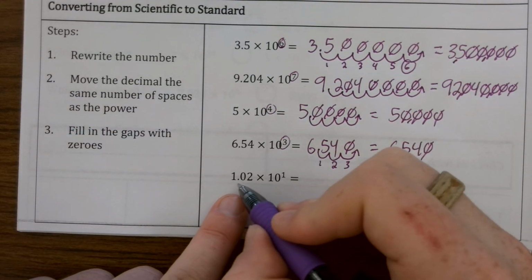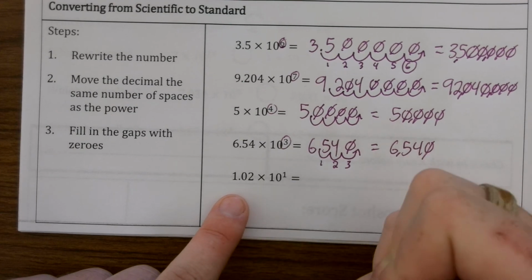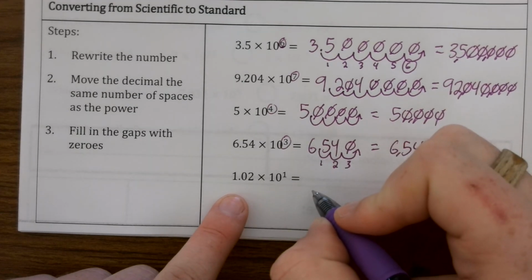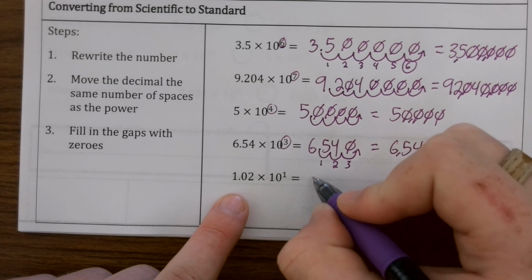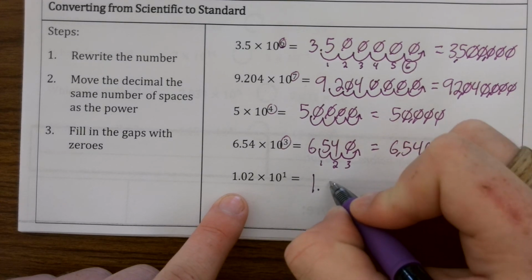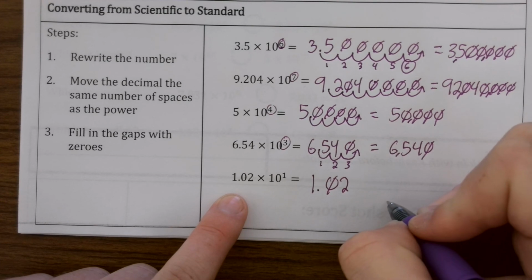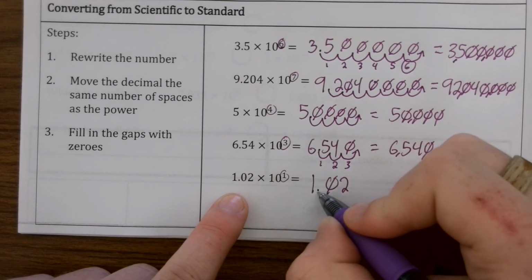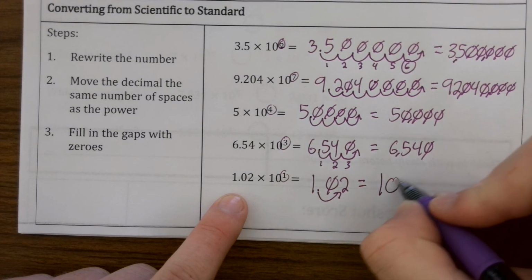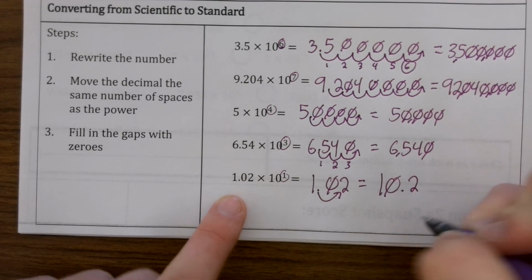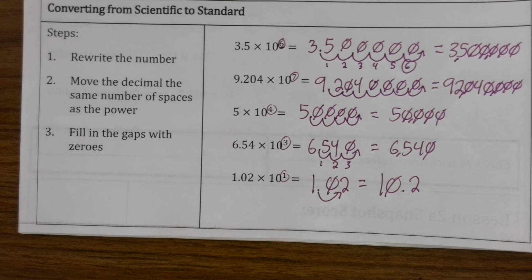Lastly, we have 1.02 times 10 to the 1st power. We rewrite our number. We only have to move our decimal 1 spot. We end up with 10.2.